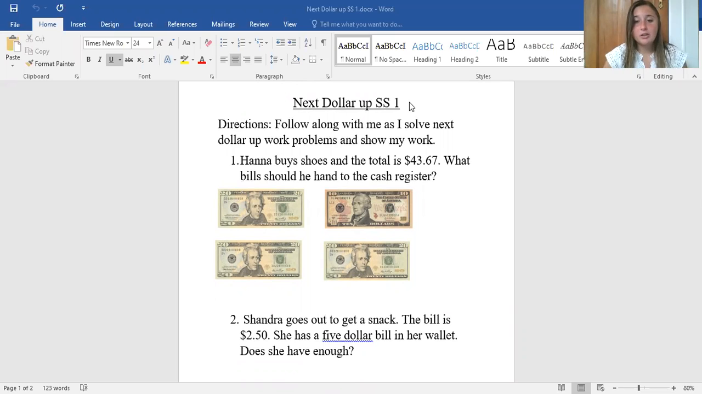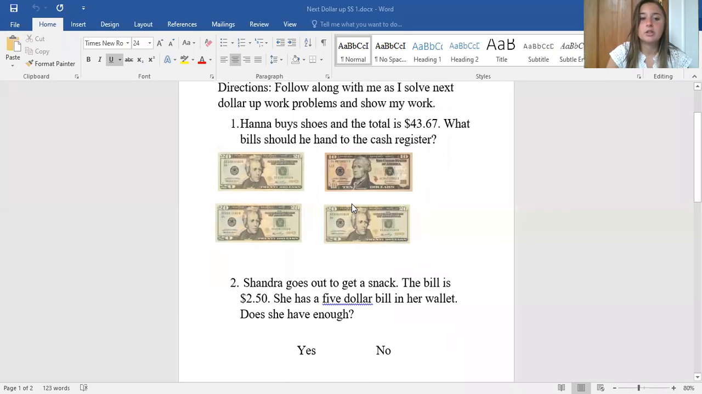So directions: follow along with me as I solve next dollar up word problems and show my work. I'm going to show my work one of two ways. I'm going to use number lines if I need to, and I'm going to use subtraction if I need to. I'll show you a little bit of both in here so you can see both ways that are great to solve next dollar up strategies until it becomes more fluent and you're able to do it quickly in your head. So let me pull my annotation feature up, and that way I can follow along with you.